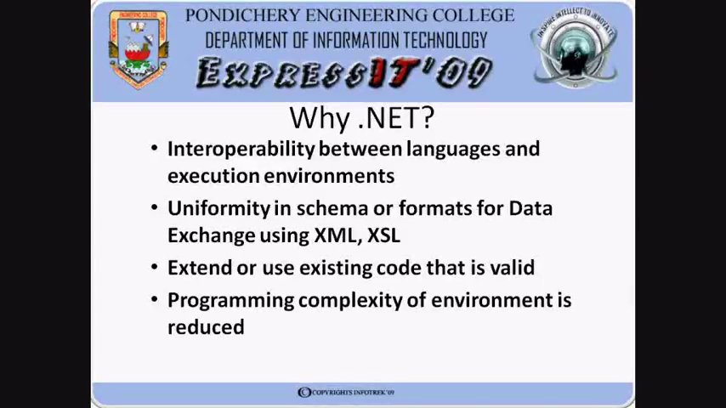First is interoperability. That is, different languages can interact with .NET for better applications. Next is uniformity in schema. That is, we use XML and XSL for data transfer from one application to other without any inconsistency. Next is we can use existing code, that is existing valid code, in the program. Next we have programming complexity that is reduced in .NET.